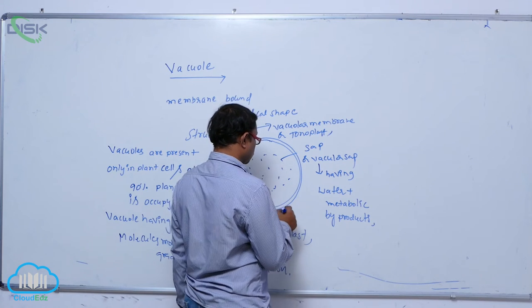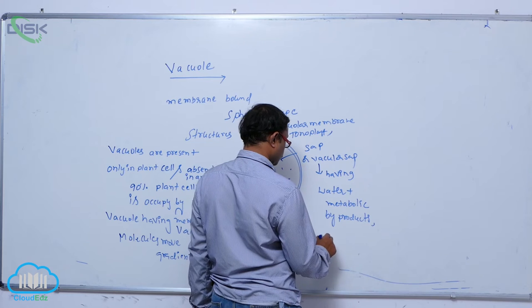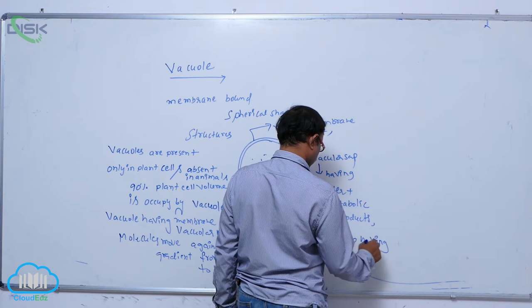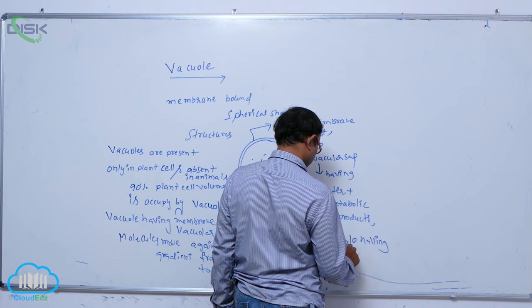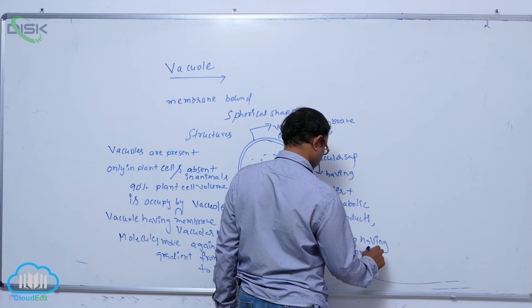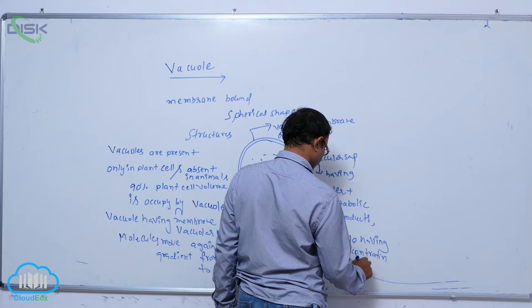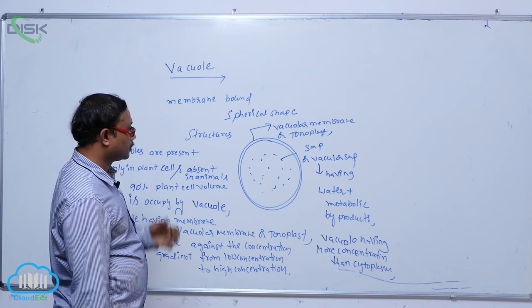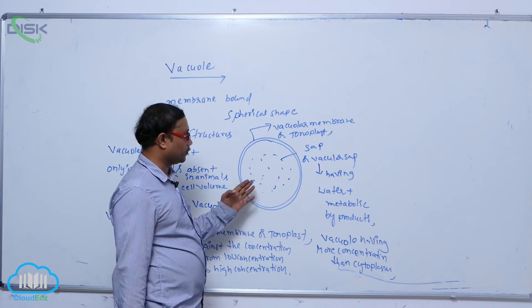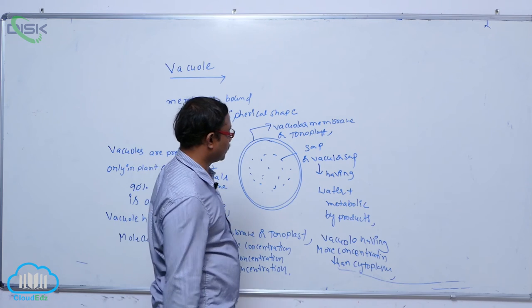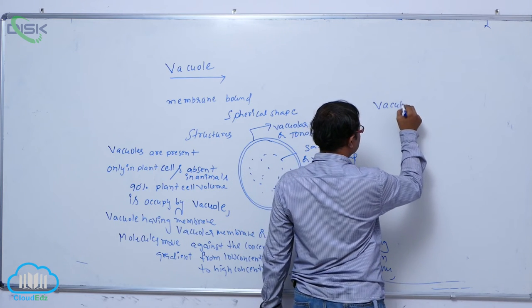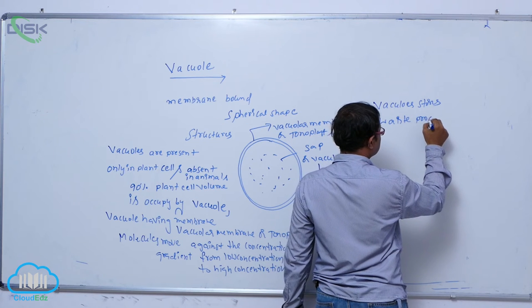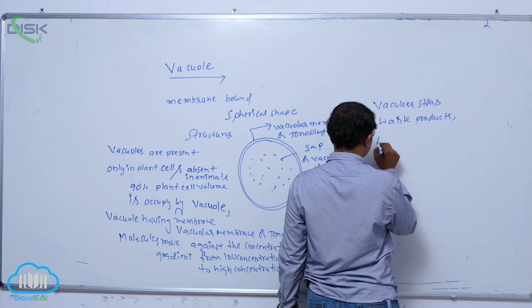That's why the vacuole has more concentration than the cytoplasm. This vacuole is used for storing different waste products. That's why vacuoles store waste products, and that's why it is known as the storehouse of the cell.